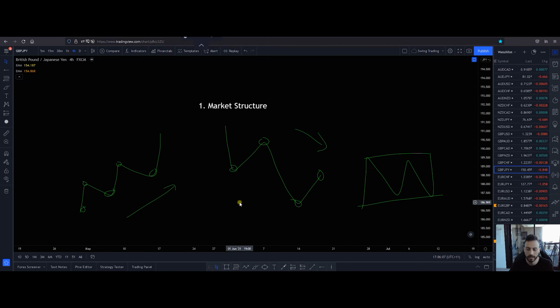Now, the reason why we identify our market structure is because the first step in any strategy or any way to trade the Forex market is to identify the trend. Why do we do that? It's because whenever we want to make a decision in Forex, we want to make it with everyone else. So if everyone else is buying a currency pair, we're going to look to do the same thing. If everyone is selling a currency pair, we're going to sell with everyone else.